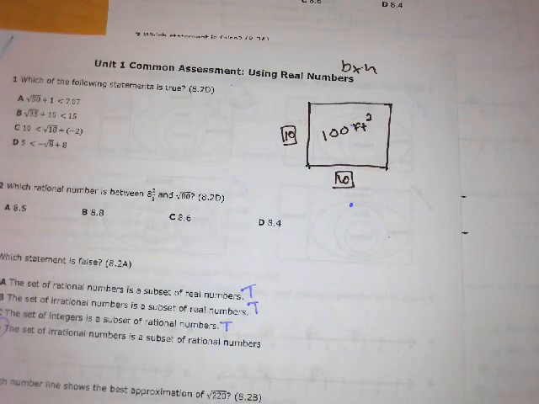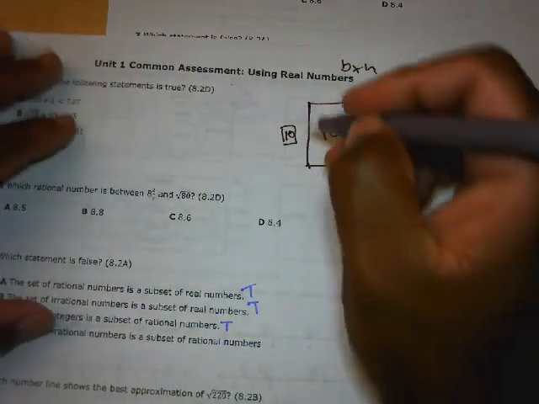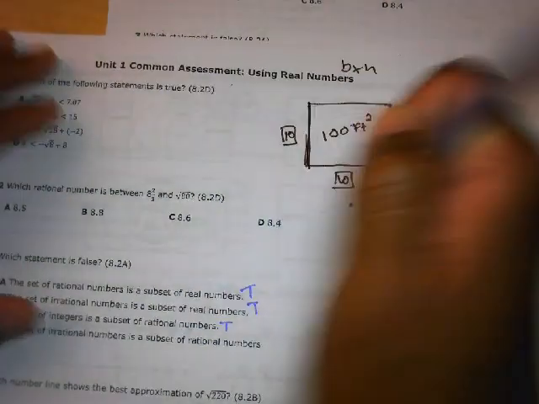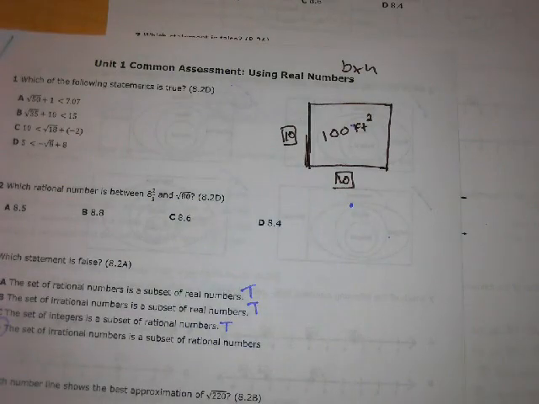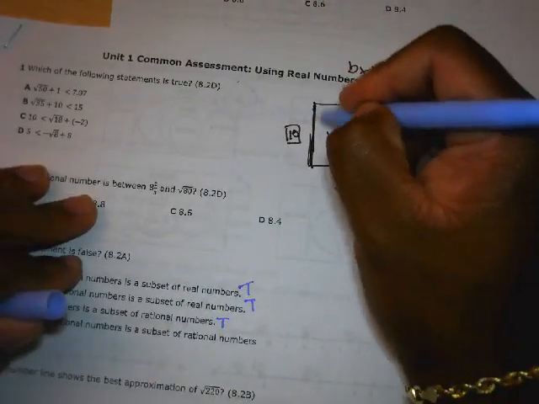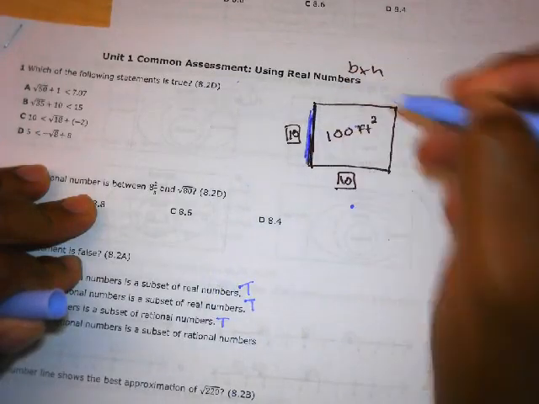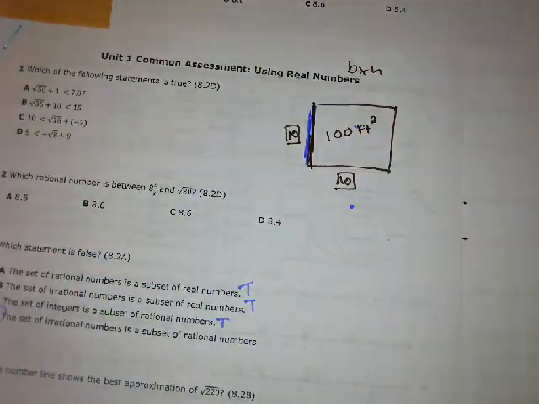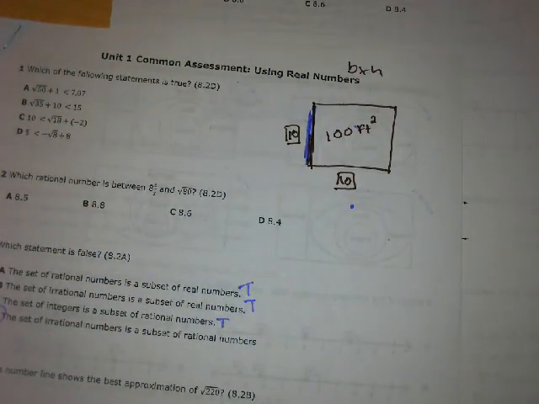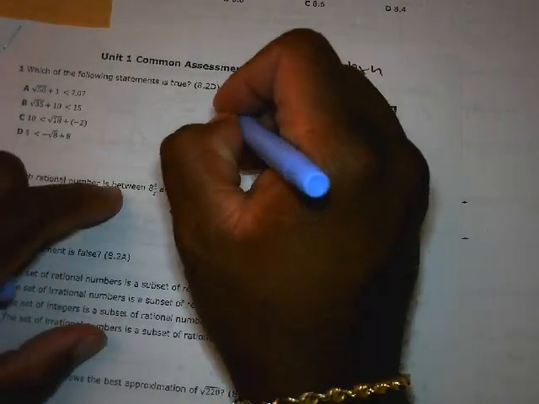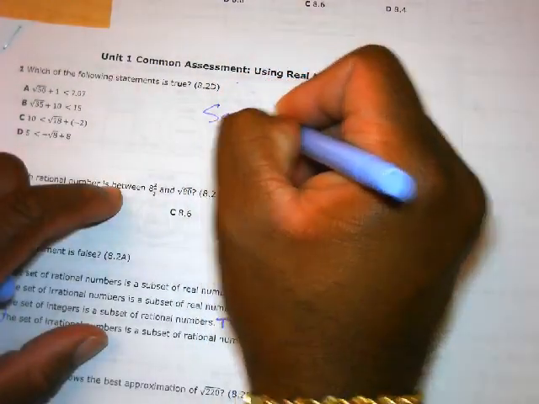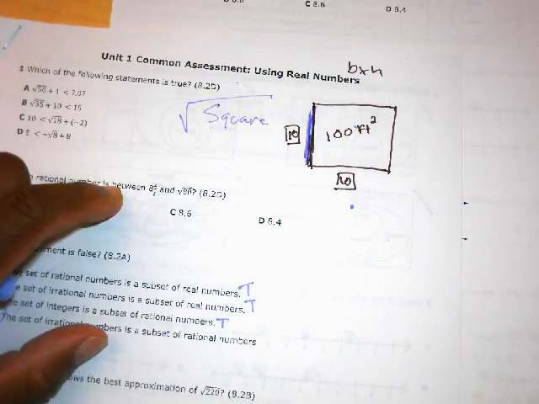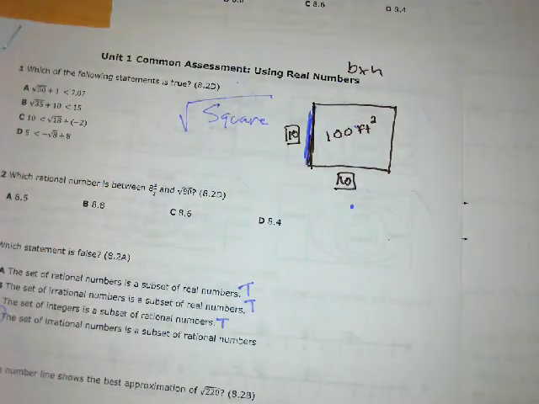And so whenever they ask you for the side length of a square, they're really asking you to find the square root. So whenever you see it says, hey, something is a square, well, usually that means we need to find the square root. So make sure you know that.